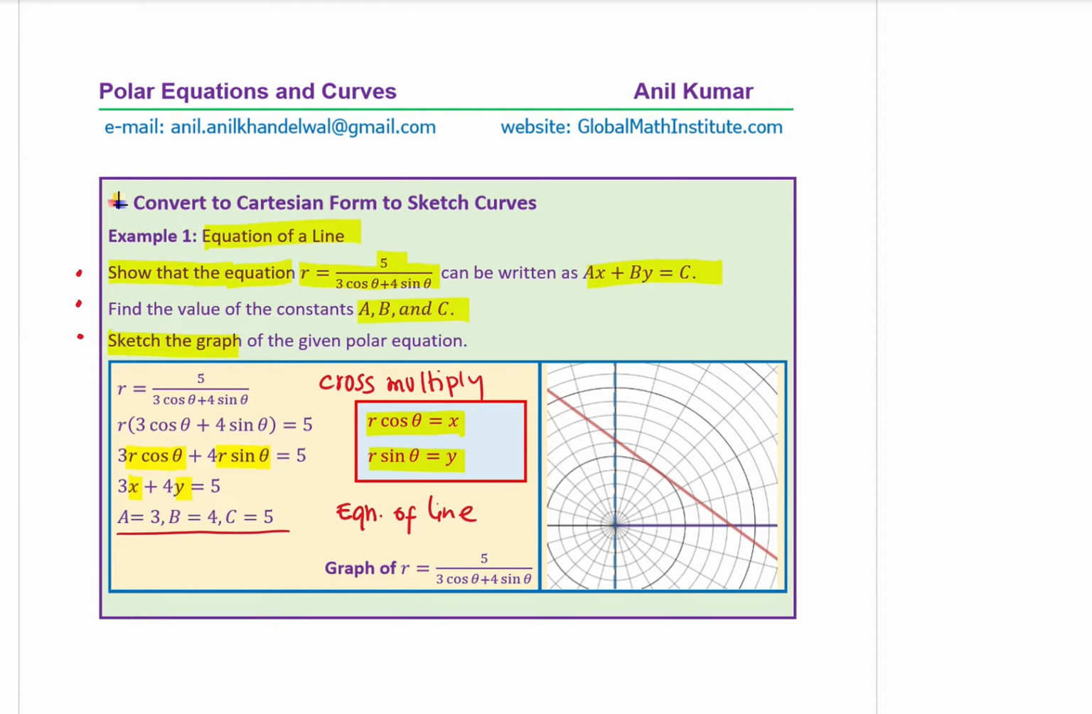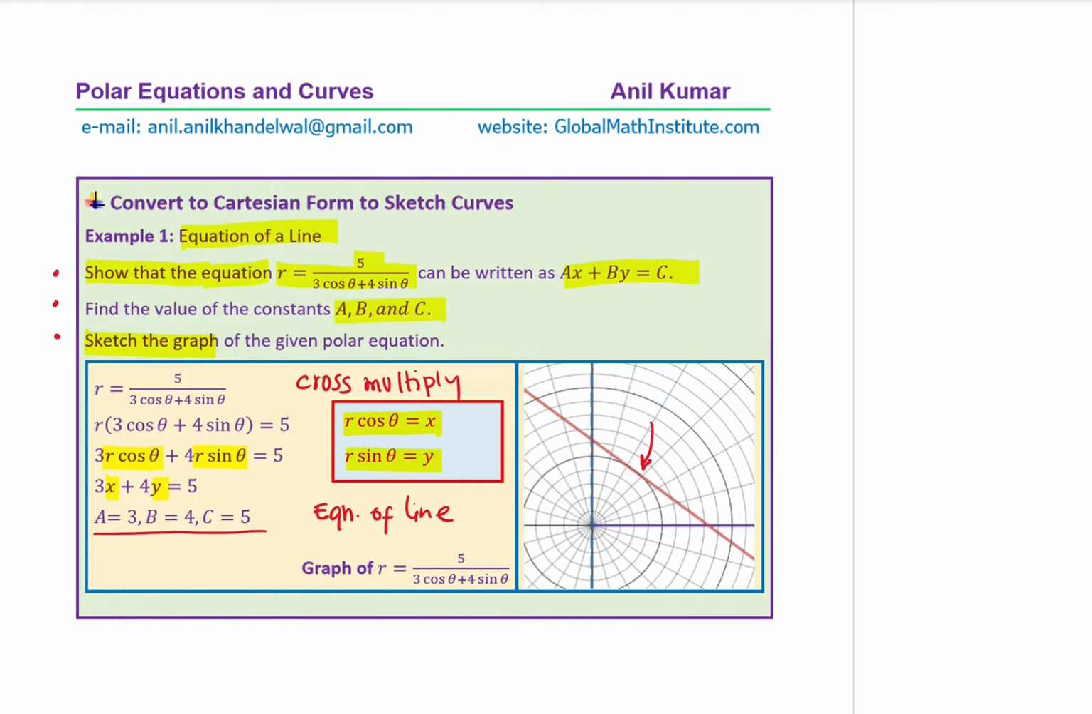Here is the graph of the given equation, which is r equals 5 over 3 cos theta plus 4 sin theta. Now look into this and try to correlate. The equation which you got was 3x plus 4y equals 5. Do you see how the connection is? The 3 is there, and the 5 is the number right there. The coefficient of sine is the coefficient of y. That is how the equations are related.